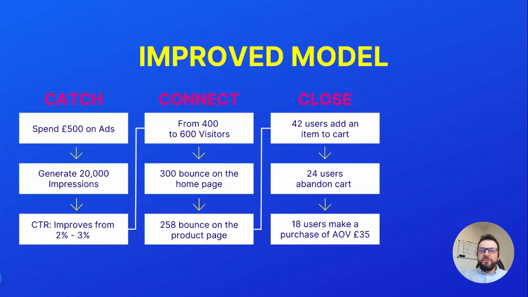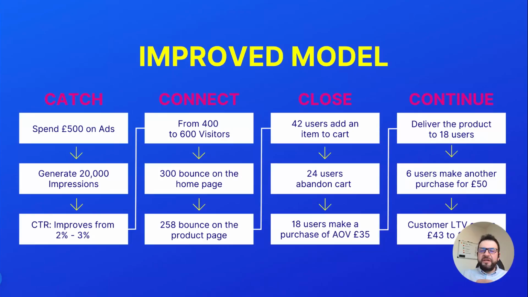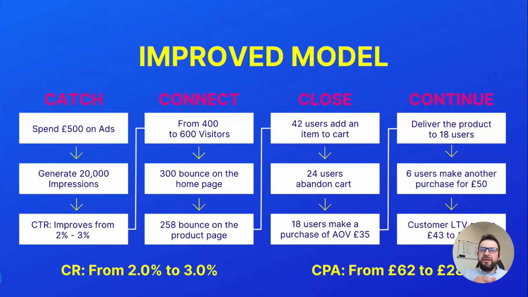We still get 18 people making a purchase, and we incentivize a higher average order value. We get £35. That means now we've got 18 users to whom we deliver the product. And in these cases, we get 6 users who make a repeat purchase for £50. And therefore the lifetime value in this case goes from the previous example of 43 to 52. And with the click-through rate increased from 2% to 3%, the cost per acquisition goes down from 62 to 28. In this case, we spent £28 to acquire a customer, and we got 52 back. So this way it works, spending the same amount of money.